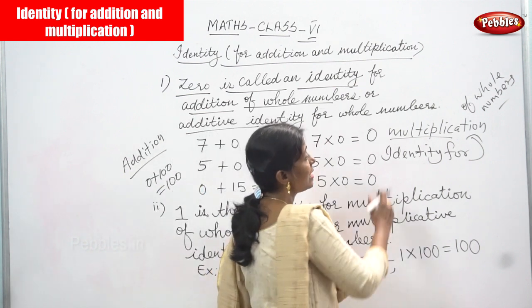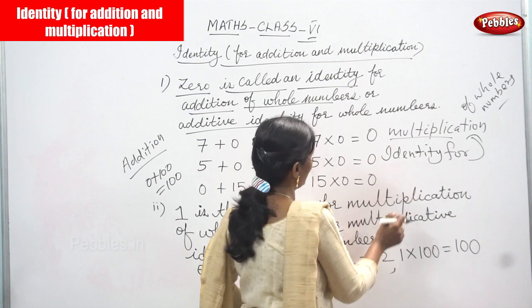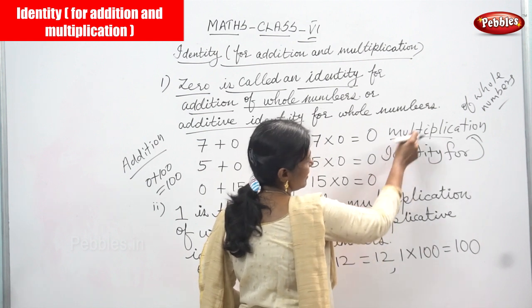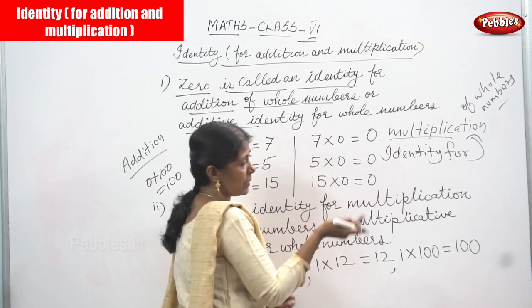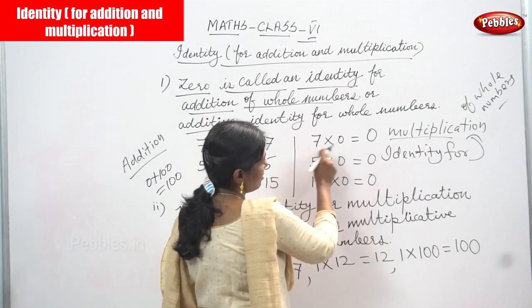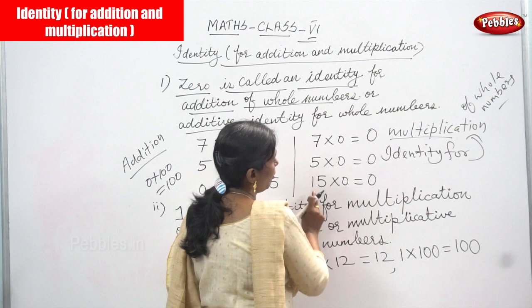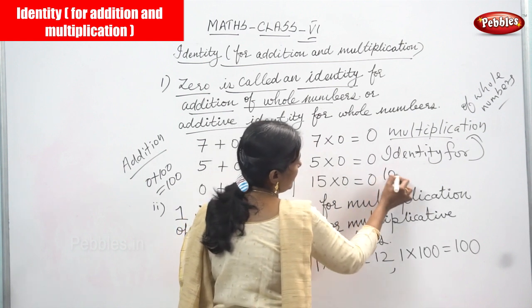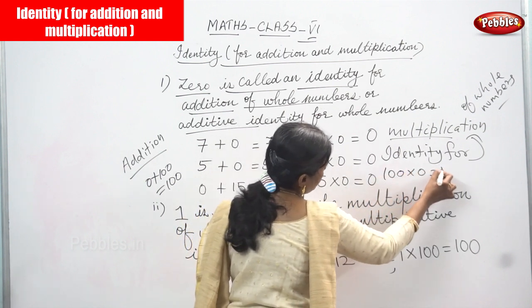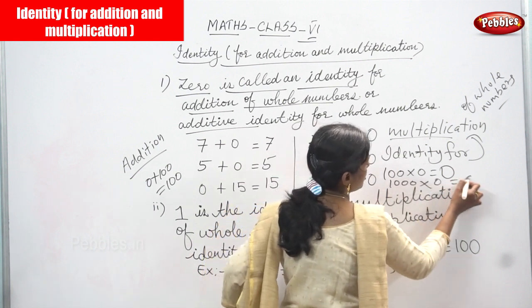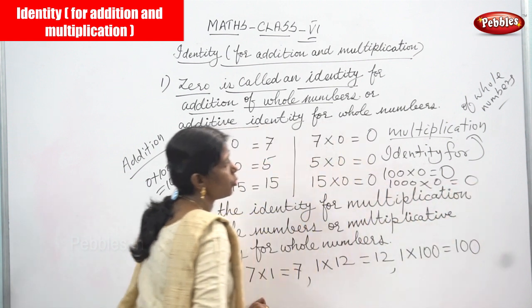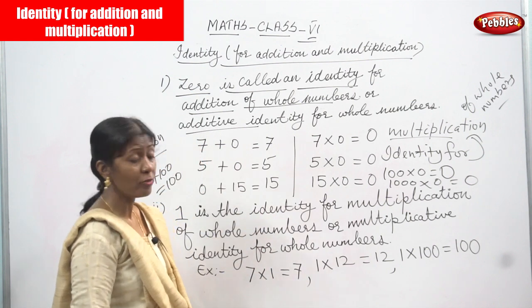Now we are going to see the identity for multiplication of whole numbers. You can take any whole number, multiply by 0, and you get 0. 7 into 0 is 0. 5 into 0 is 0. 15 into 0 is 0. Then 100 into 0 is also 0, and 1000 into 0 is also 0.